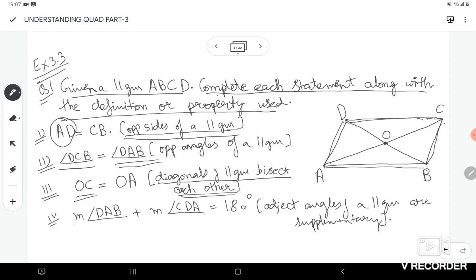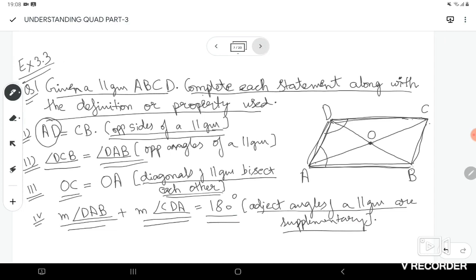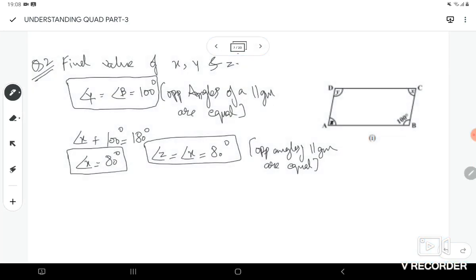Now the next question says, measure of angle DAB plus measure of angle CDA would be equal to dash. DAB and CDA are the adjacent angles of a parallelogram, which, as we know, are supplementary. So it would be equal to nothing but 180 degrees.